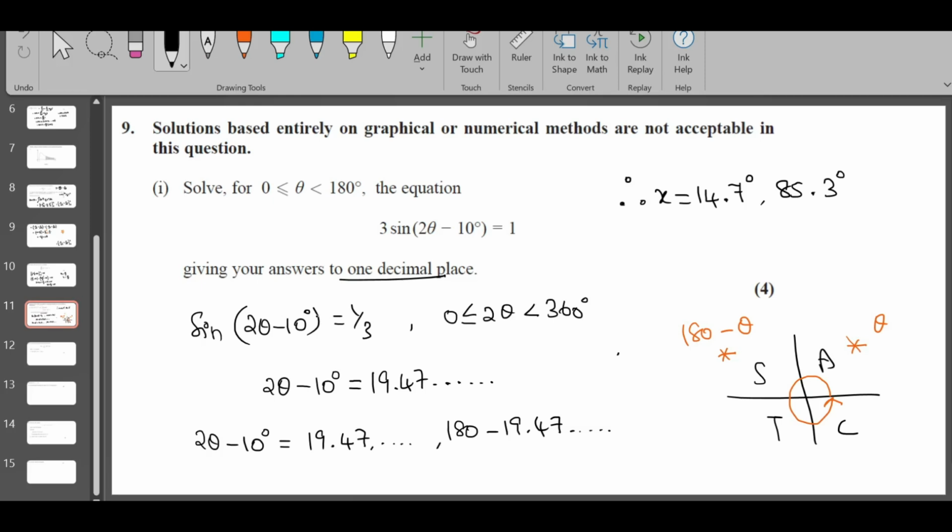But when you go to the ASTC diagram, I ask you to take one extra limit. One extra limit will be 360 plus theta, and if you put 360 plus theta here and when you add 10 divide by 2, that would be out of this limit, so you don't have to consider it. These two are the solutions, that's all.